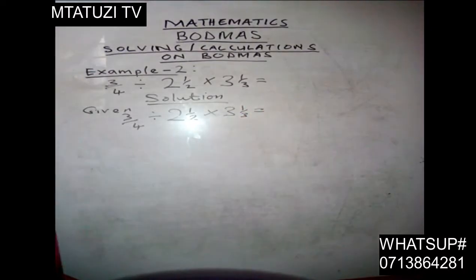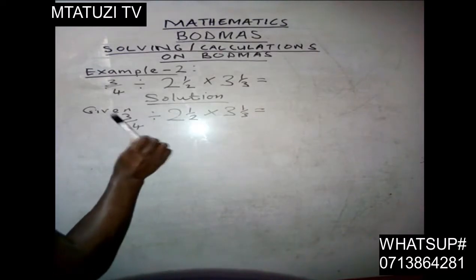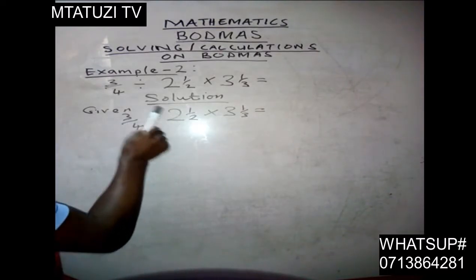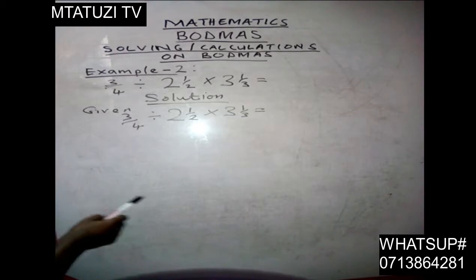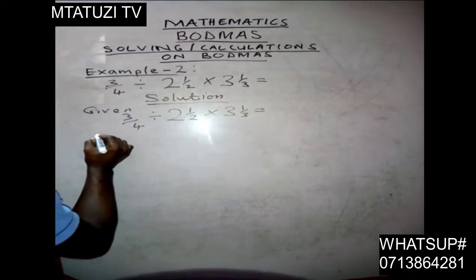So you see this question contains more than one operation. There are two operations, but it's more than one operation. There is division and there is multiplication. There is no bracket there, so you have to use BODMAS.